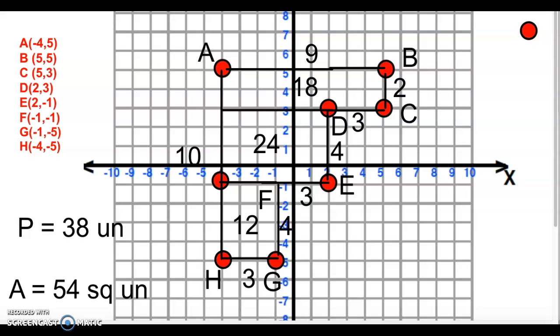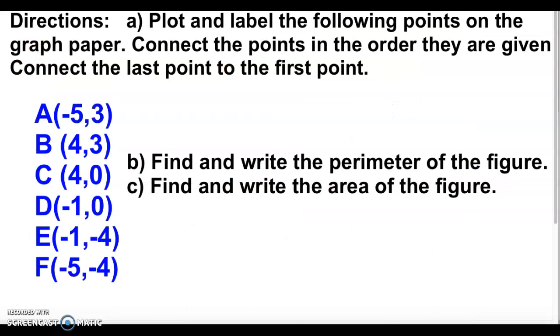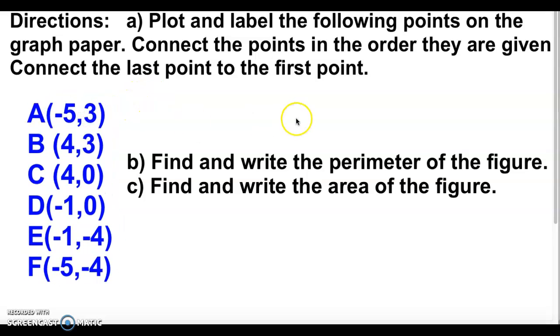Okay, let's keep practicing. If you look at this, I'd like you to go to the next graph on your paper. I'd like you to graph these points, connect them, and find and write the perimeter and the area of the composite figure. Please hit pause.